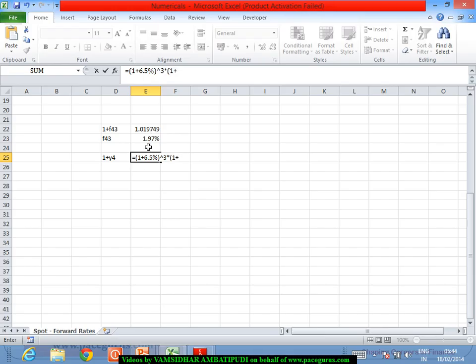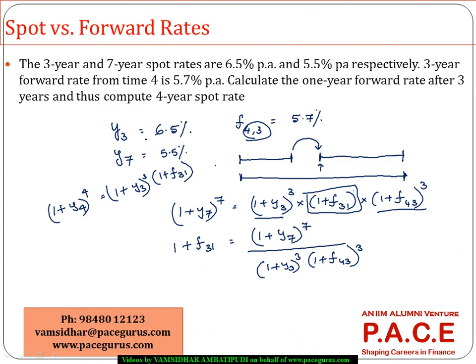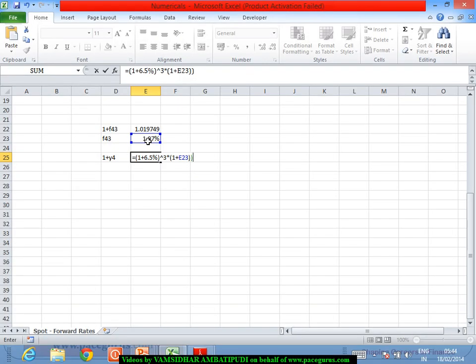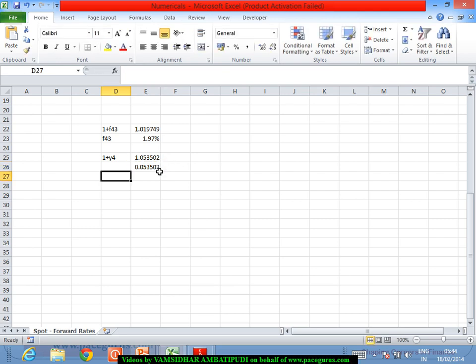Oh sorry, this is 1 plus f31 itself, right? So I'll take this as 1 plus y3 cube, 1 plus f31. This entire thing I have to raise it to the power 1 by 4. To the power 1 by 4 will give me 1 plus y4, and from here I can compute my y4. So the 4-year spot rate in this case came out to 5.35%.